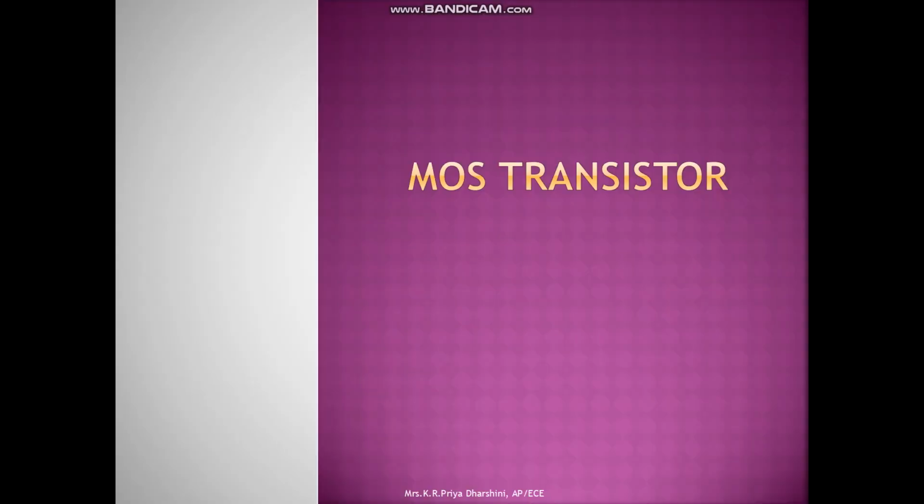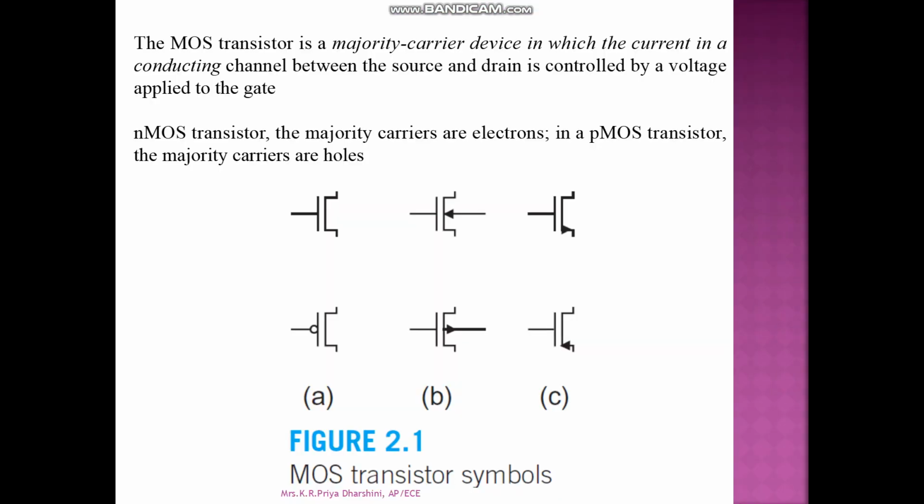Next one is the MOS transistor. First of all, we'll see what a MOS is and why we are using the MOS transistor. A MOS transistor is a majority carrier device in which the current in a conducting channel between the source and drain is controlled by the voltage applied to the gate. The NMOS transistor has majority carriers of electrons, and in the PMOS transistor, the majority carriers are holes. Either the electrons or the holes are the majority carriers according to the type of transistor we are using. And here is the symbolic representation of the MOS transistor for N channel and P channel transistors.